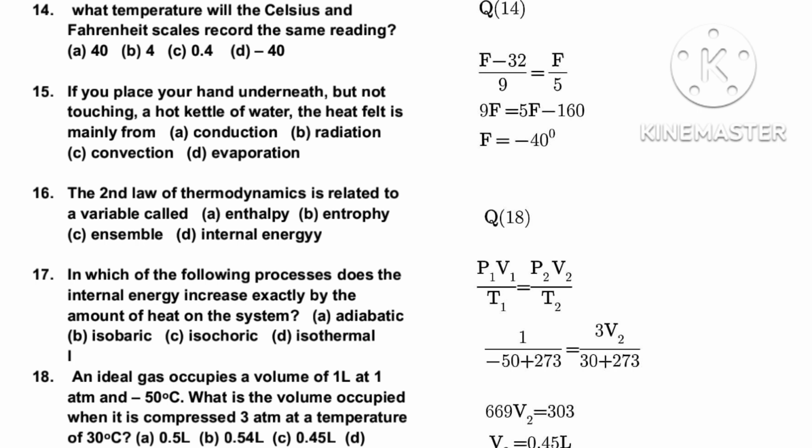Then quickly to question 18, we have an ideal gas occupying a volume of 1 liter at 1 atmosphere, 1 atm. So we have our pressure to be 1 atm. Then we have a change in temperature to be negative 50 degrees Celsius. So using P1 V1 over T1 equals P2 V2 over T2, we apply the necessary parameters and we look for V2, which they ask us to look for. So our final answer is V equals 0.45 liter.